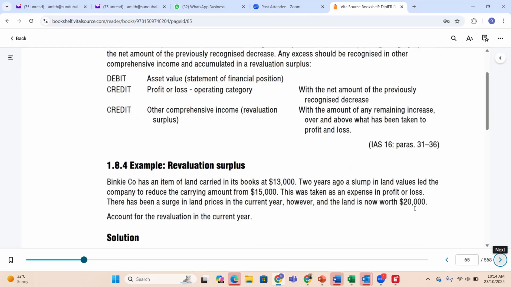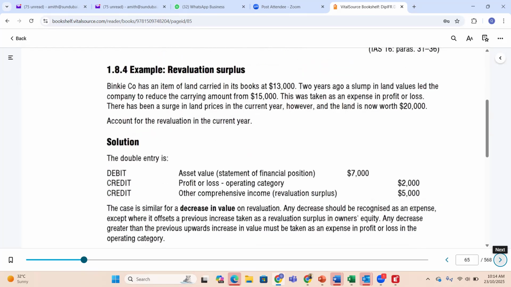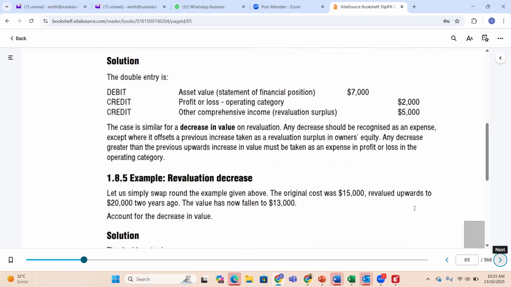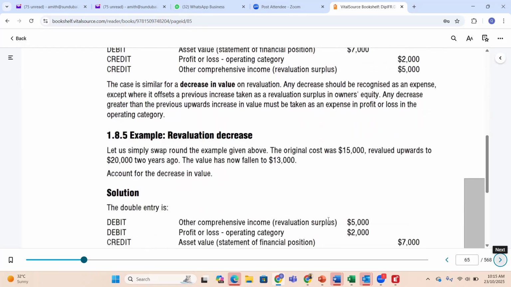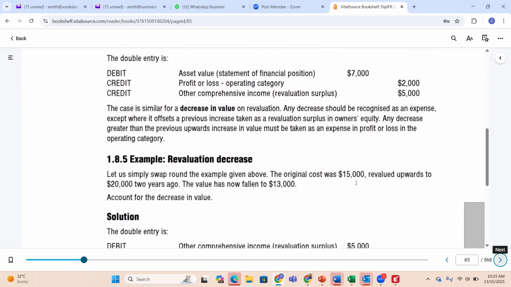Total profit is how much? Total gain is 7,000. Out of which 2,000 I will credit to P&L, and 5,000 we will credit to OCI. Okay. You want to do a devaluation decrease also. This is what we did in the example.